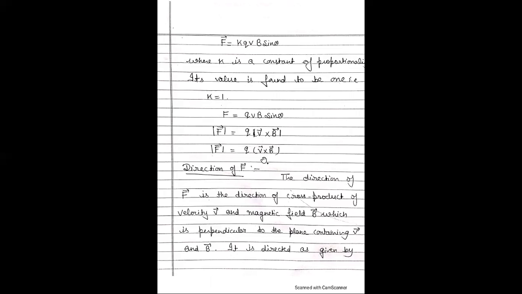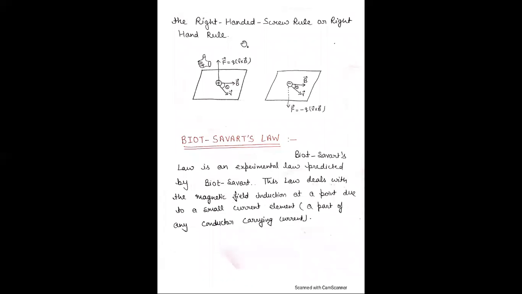And now the direction of F. The direction of F is the direction of cross product of velocity and magnetic field, which is perpendicular to the plane containing v and B. It is directed by right-handed screw rule or right-hand rule. Here, F is perpendicular to the plane which is containing v cross B.